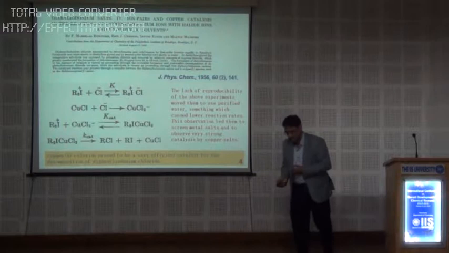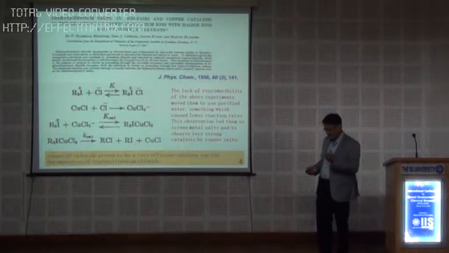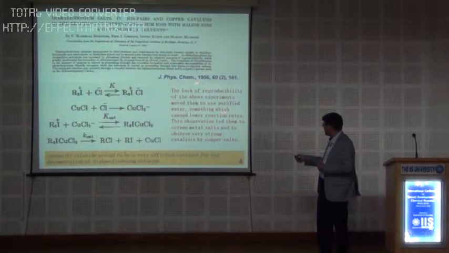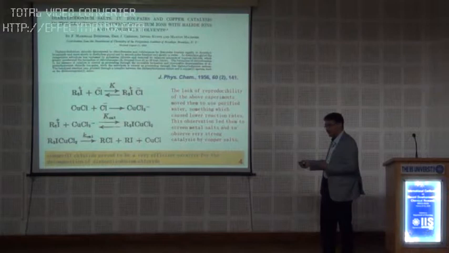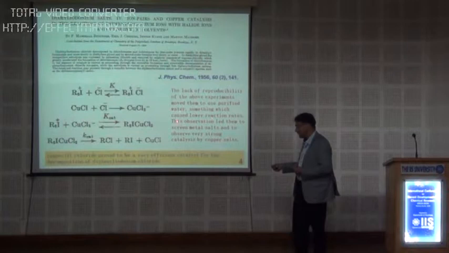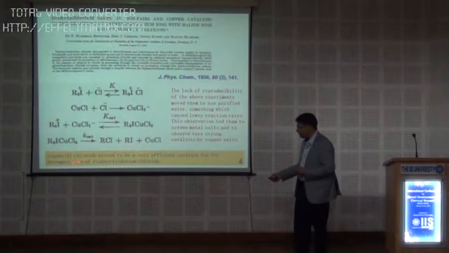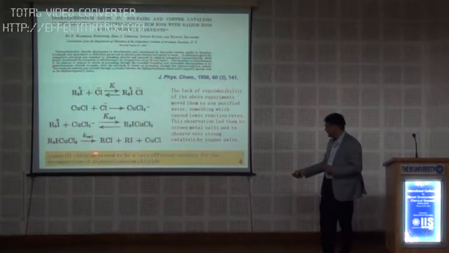There was a lack of reproducibility in the reactions, and after that they used pure water and found that the reaction rate slowed down. This observation led them to utilize various metals, and that enabled them to identify that copper(I), which accelerates the reaction, could act as an efficient catalyst in the decomposition of diaryliodonium chlorides.